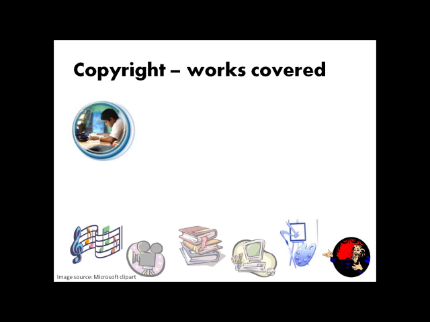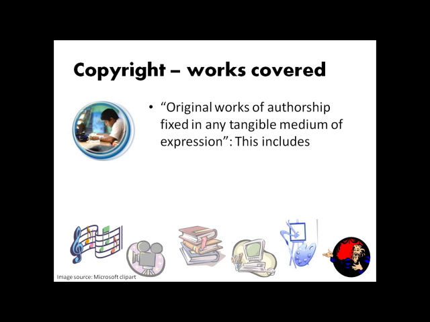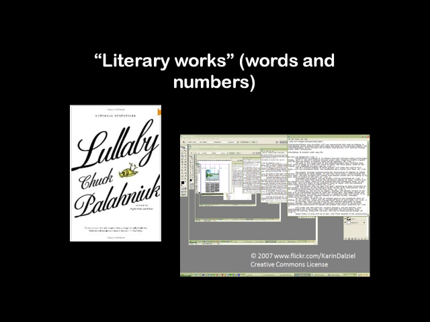So copyright covers a variety of works, and these are described in Circular 1 from the Copyright Office on page 3. The definition is original works of authorship fixed in a tangible medium of expression. And this includes a wide variety of items. So let's look at some examples.